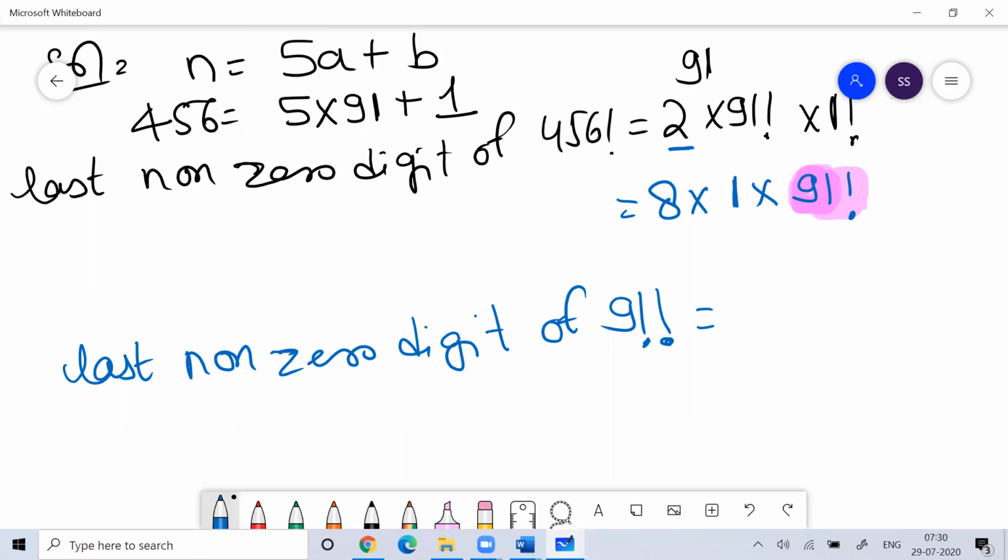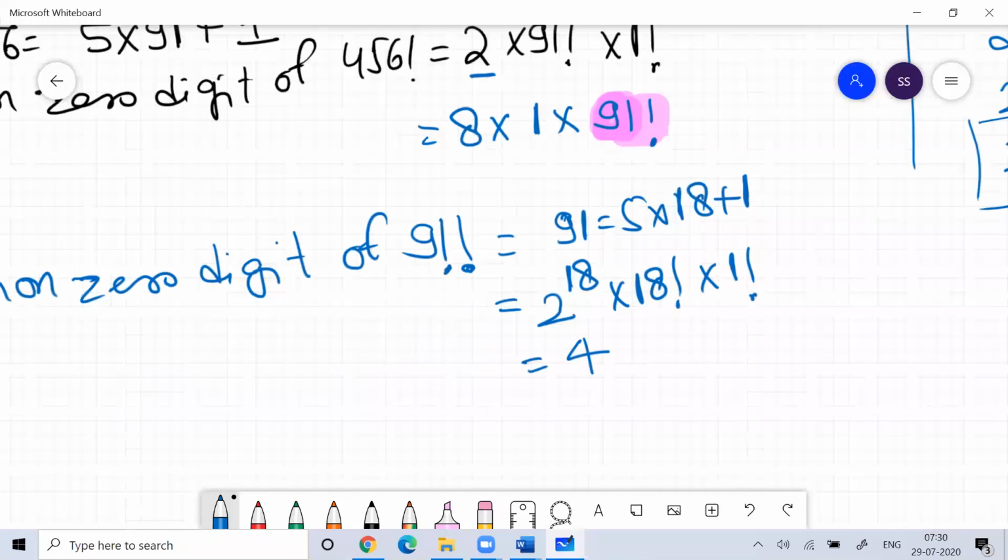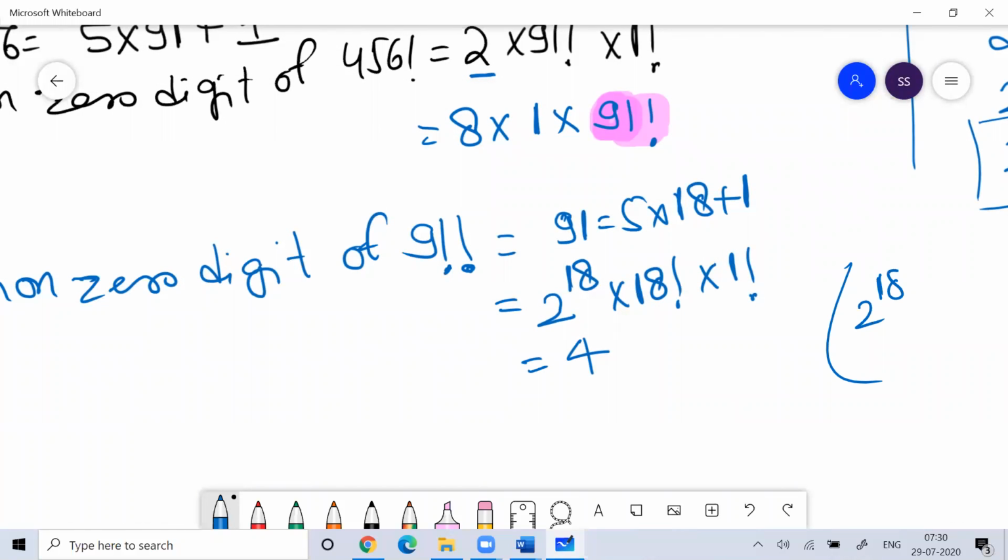So then you divide it by 5. Again, same thing. So I'll write 91 as 5 into 18 plus 1. So the last non-zero digit of 91 factorial is 2 to the power 18 into 18 factorial into 1 factorial. So 2 to the power 18 will be 4. How did I get that? Because 2 to the power 18 means 2 to the power 16 into 2 to the power 2, and you know that 2 to the power of a multiple of 4 will end with 6. So 6 into 4 will be 4.